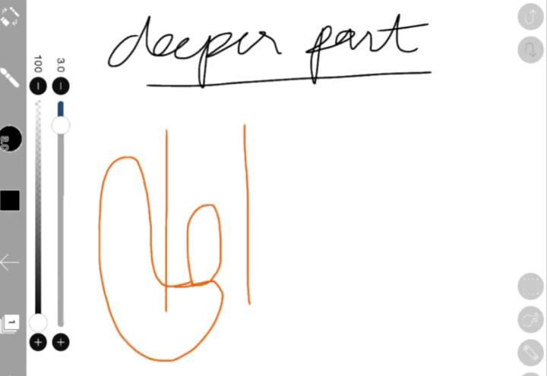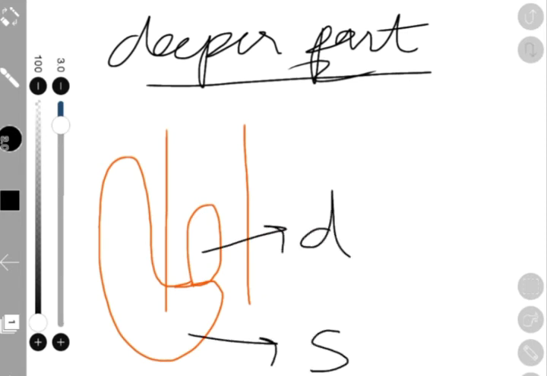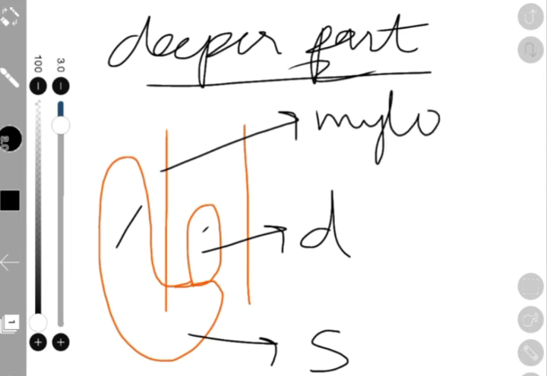We will now see in detail about the deeper part of the gland. So consider this as the deeper part and this is the superficial part. As we have seen, the superficial and the deeper part is divided by the mylohyoid muscle. So this line is your mylohyoid muscle and this line is the hyoglossus muscle.